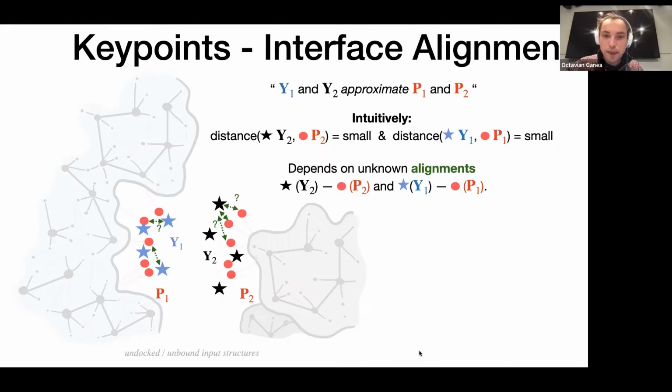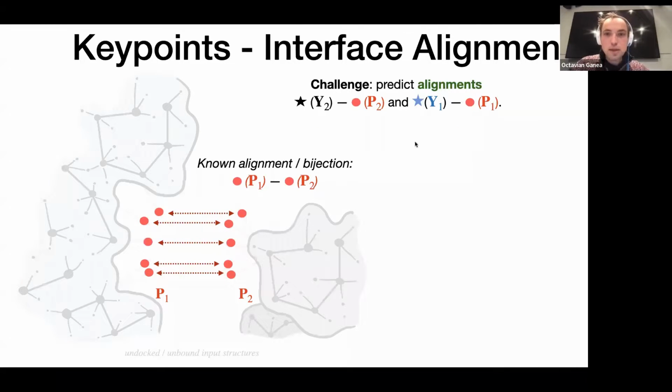In fact, the key point sets Y and the binding interface sets are going to have different cardinality. So these alignments are not going to be bijective mappings, but more like sparse ones. If you're familiar with optimal transport, they're going to be sparse transport plans, and let me get back to that in a second. As I said, we have to predict these alignments between key points and binding interface points in order to train our model.